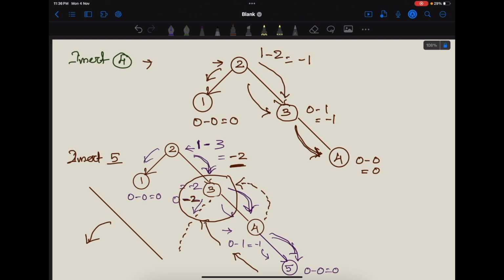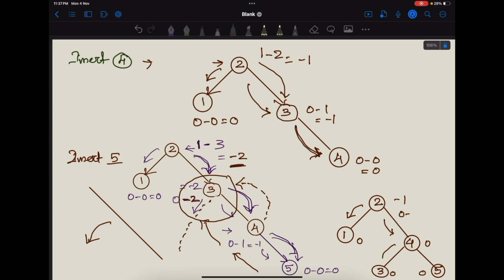So now 2, and on the left hand side as usual 1, and on the right hand side we have number 4, and on the left hand side of 4 we have 3, and on the right hand side of 4 we have 5. And now you have to calculate the balance factor: 0 as well as 0, here 0, here 0, as well as here minus 1. Why? Because only 1 on the left hand side, so 0 minus, on the right hand side we have 2 levels, so 2.